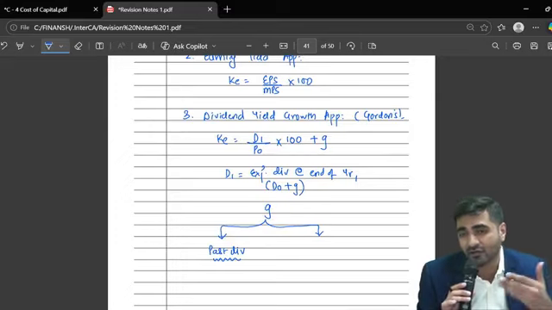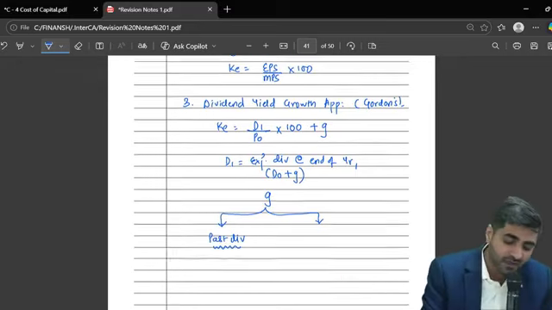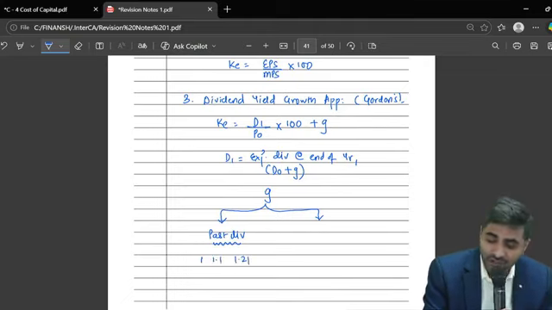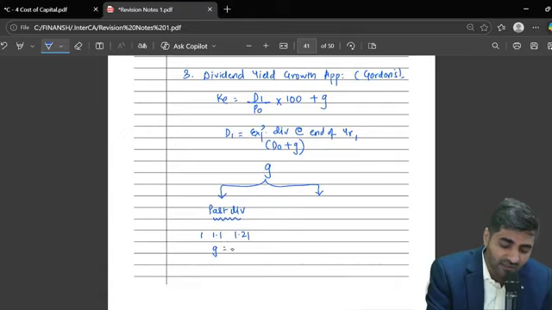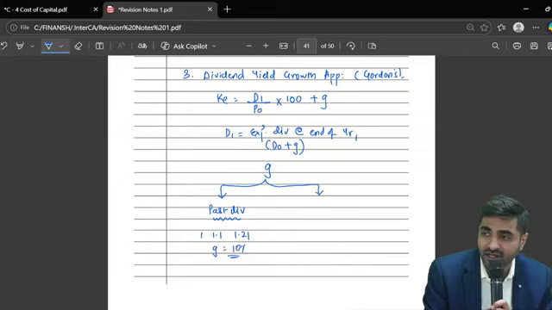Okay, so one of the ways to calculate the growth rate is what? You will have the past dividends which will be given to you. Okay, so we'll have, let's say for example, dividends which are given to us as 1, 1.1, 1.21. So in that particular case, can I say my growth rate is nothing but what? 10%. Okay, so when the past dividends are given to you, we calculate the growth rate like this.